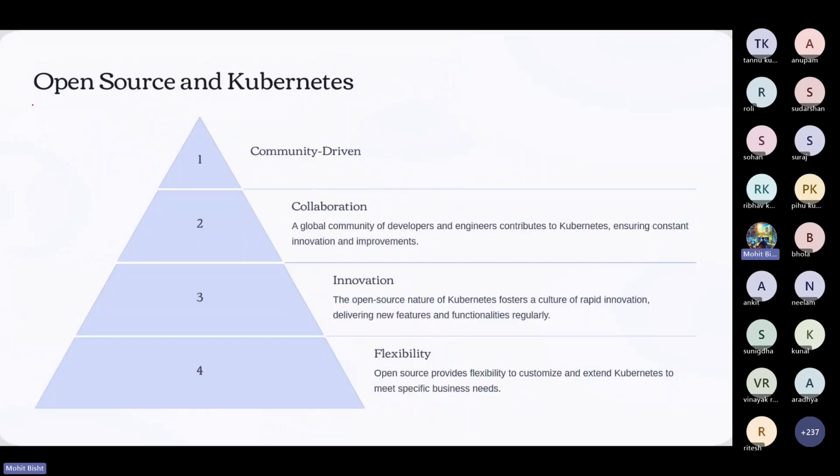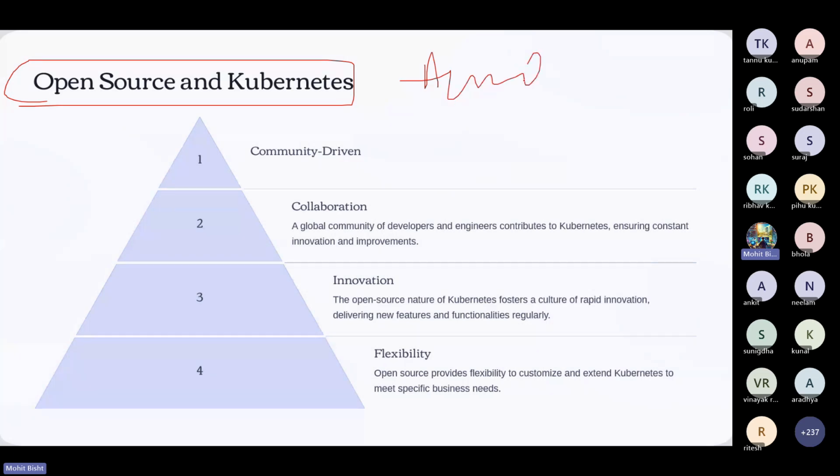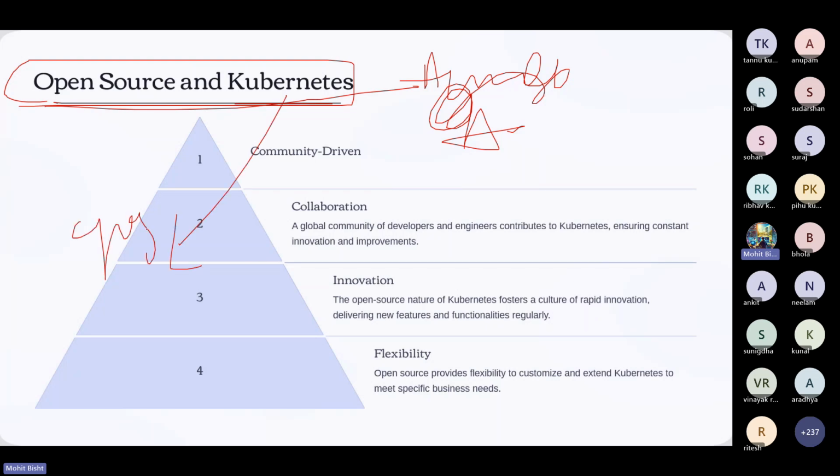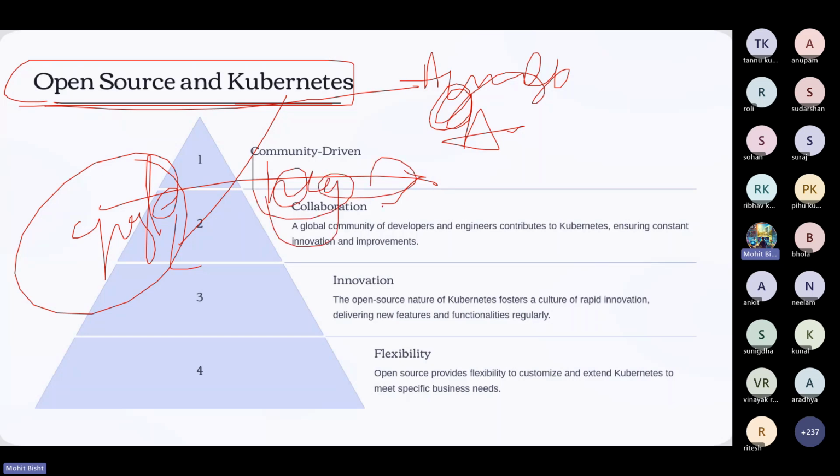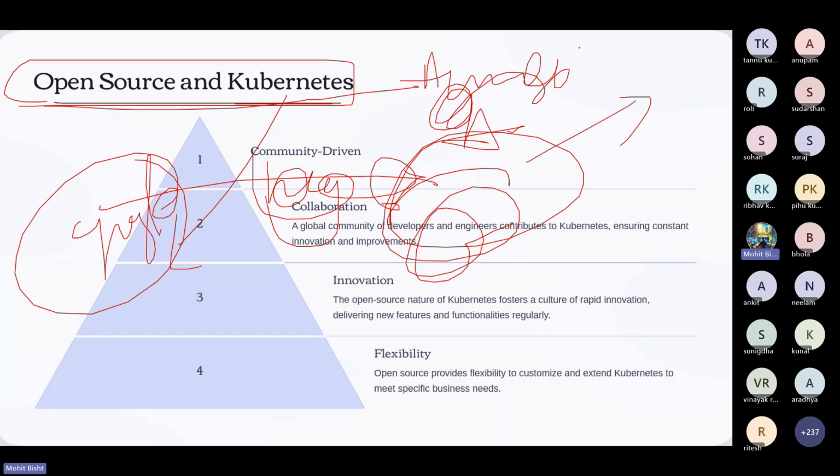Alrighty, then what we have is open source and Kubernetes. We discussed Azure, AKS and other things. Now let's talk a little bit about open source and Kubernetes. I already told you it is a project of Google, first called Borg, then given to the open source CNCF, and now it is managed by the people and the community. It is the second largest project over here, community driven, right?